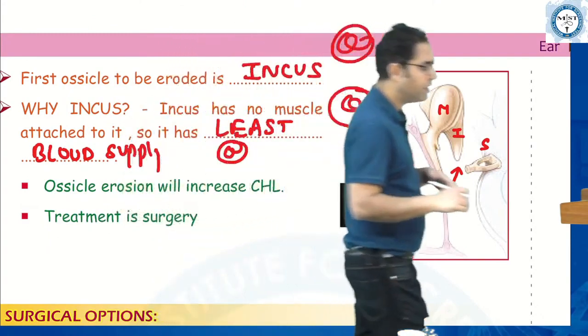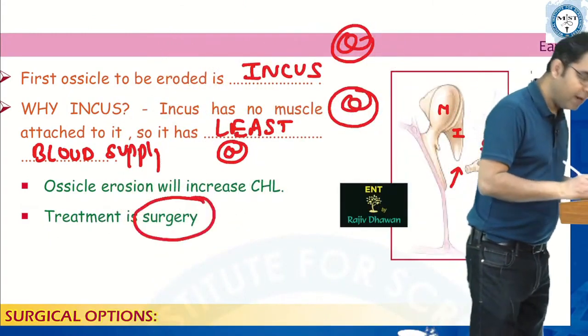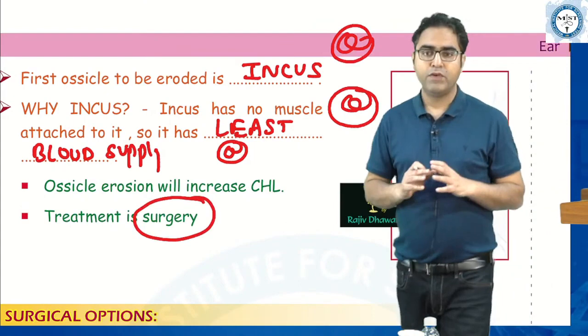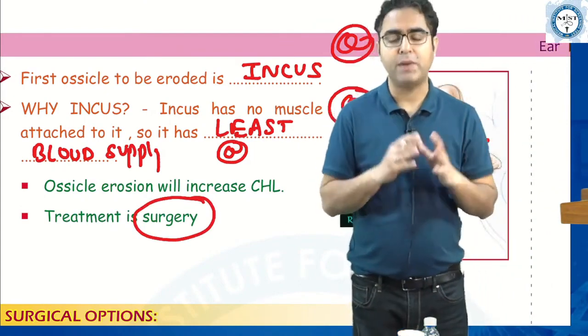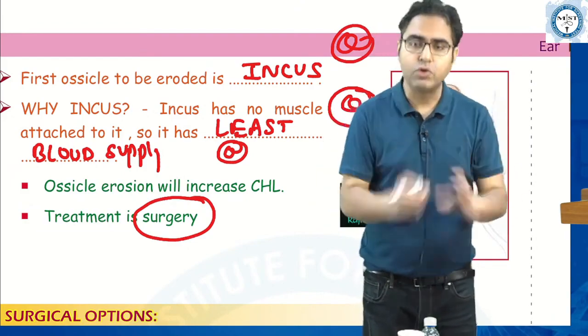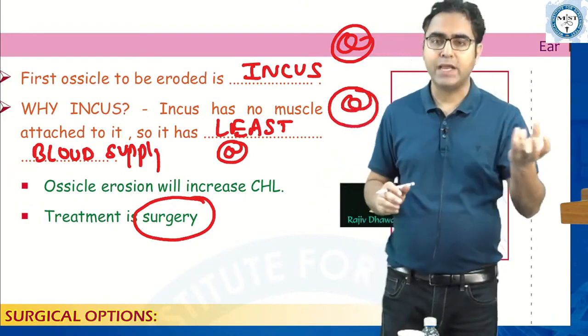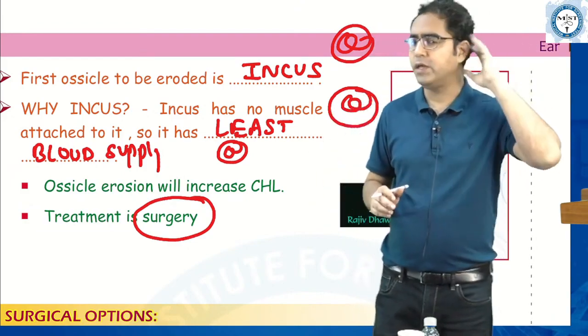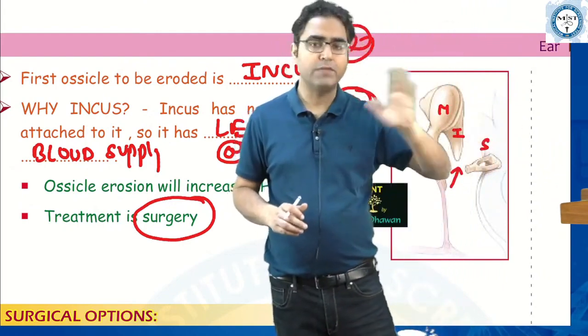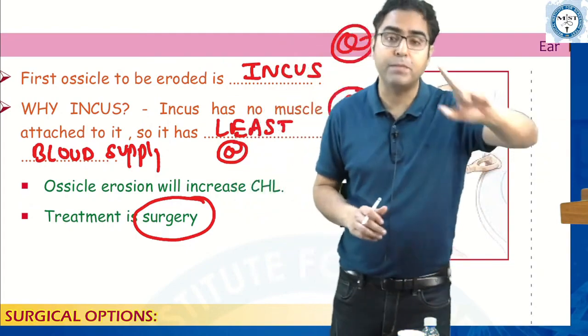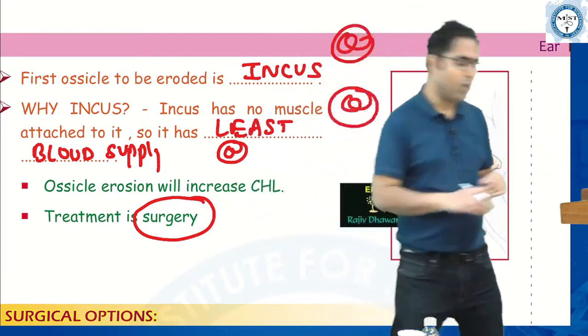Now, treatment is of course surgery, but I told you it's a permanent perforation. Look at the first definition. It is presence of permanent perforation in pars tensa. You have to do surgery. There is no role of antibiotic or ear drop in this patient. The only thing is you have to make the ear dry before you operate. Otherwise the perforation will never heal on its own. It's a permanent perforation. Surgery is required.